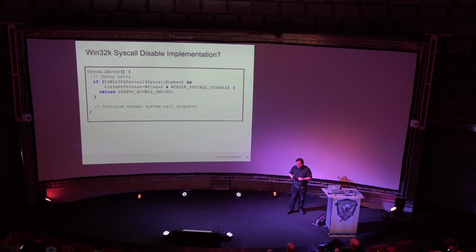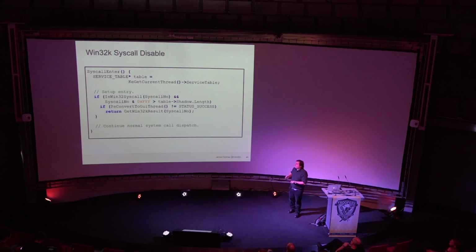Now, you might think, OK, maybe the implementation should be obvious. We set a flag. If we're trying to call a Win32k system call, block it. Yeah, easy, easy. It's not how it's actually implemented, unfortunately. Instead, it goes, is it a Win32k system call? Cool, OK. Is the number greater than the current length of our system call table? Well, OK. Let's assume that it's not.